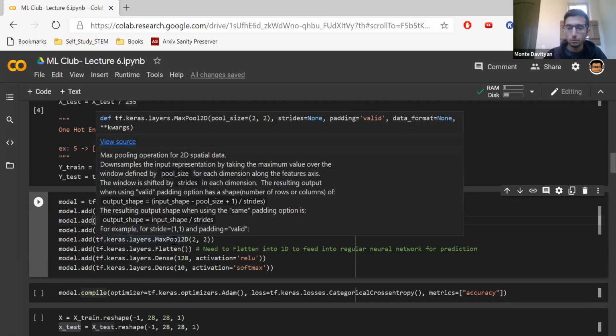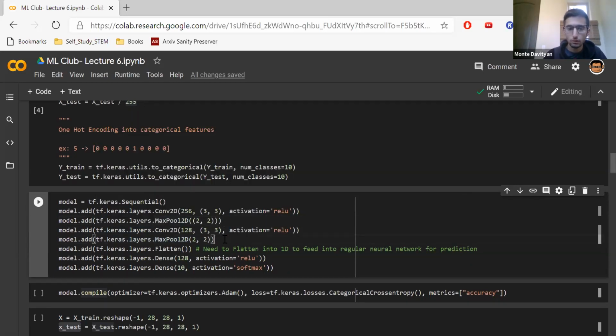We can have another layer, right? We can have as many layers as we want, specifically convolutional layers. And we're going to have another convolutional layer with the number of neurons being 128 and the filter size being 3x3 with the same activation. Then we're going to max pool again, or decrease the overall size by half again. Why half? Because we have this 2x2.